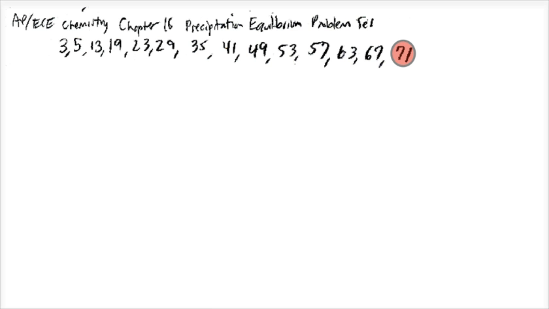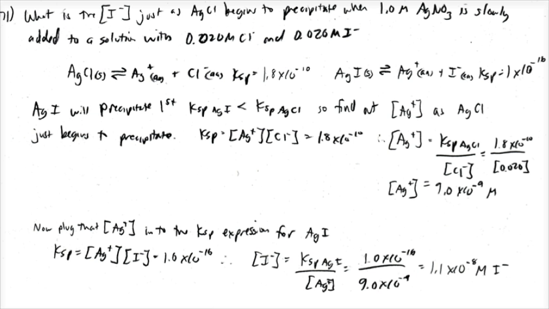Last but not least, let's take a look at 71. In problem 71, you are considering a solution that has quite a few things in it. It's got iodide ions, silver chloride as a solid, silver nitrate dissolved, and then also chloride ions that come from the dissociation of the AgCl. You want to find out what the iodide ion concentration is just as AgCl begins to precipitate in these combinations of things. So again, write an equation to start.